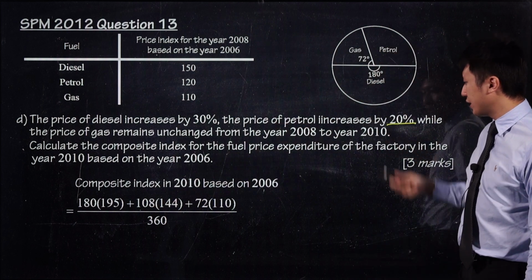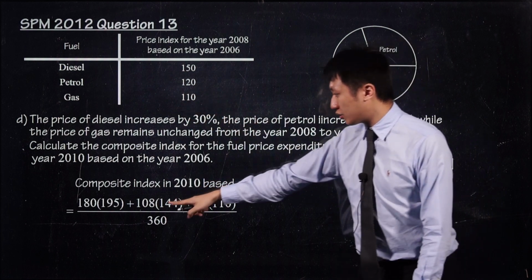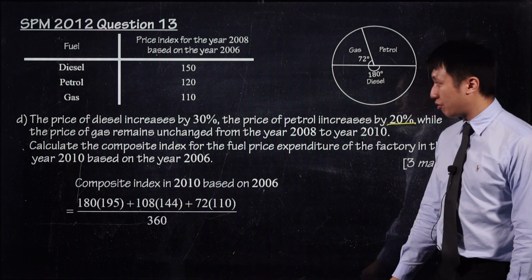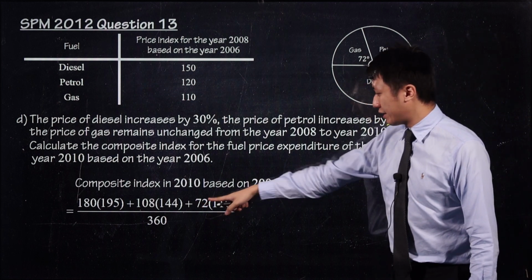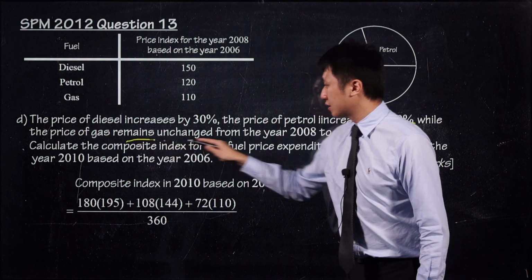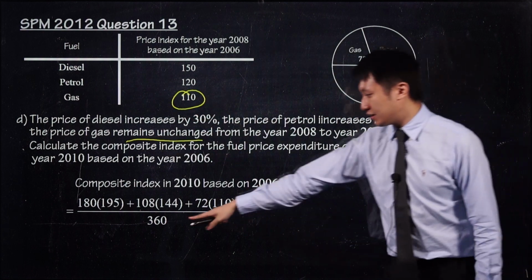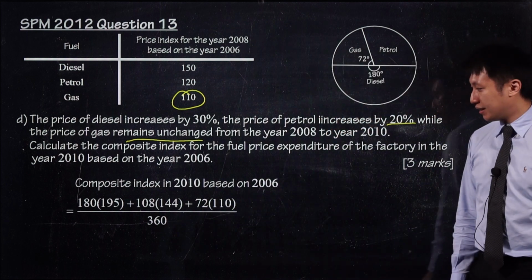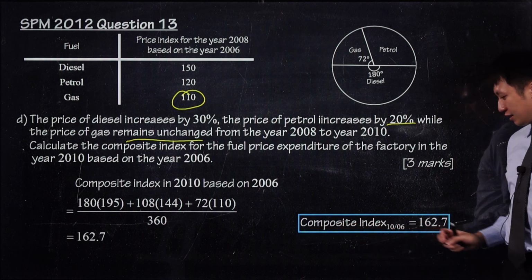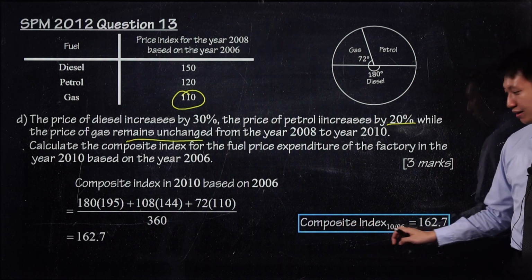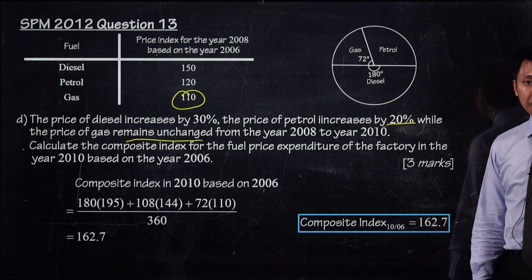Petrol increased by 20%. 20% for this one means 24, so you get this one, 144. Then the last one, gas is 72, and remains unchanged, so it is still 72. So weightage doesn't change, so it's divided by 360, so it's 162.7. And the composite index for 2010, base year 2006, is 162.7.